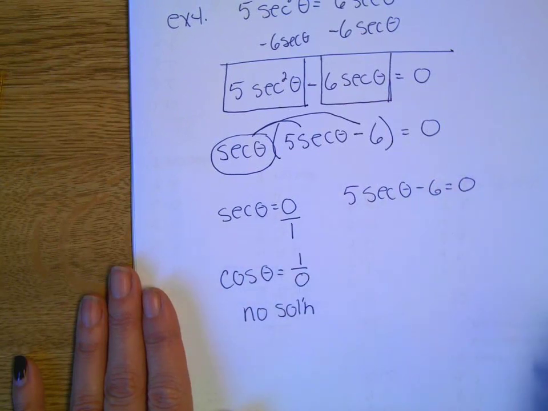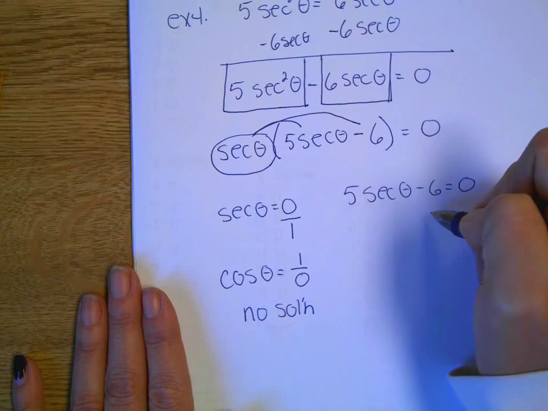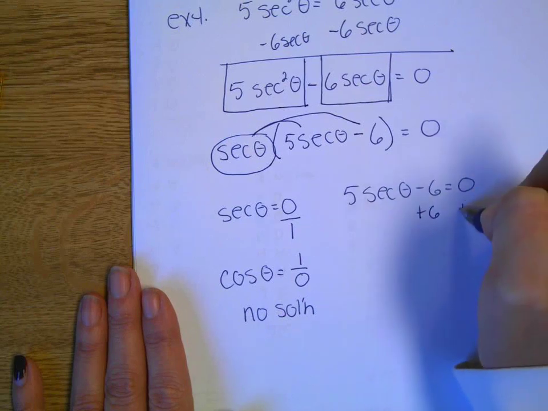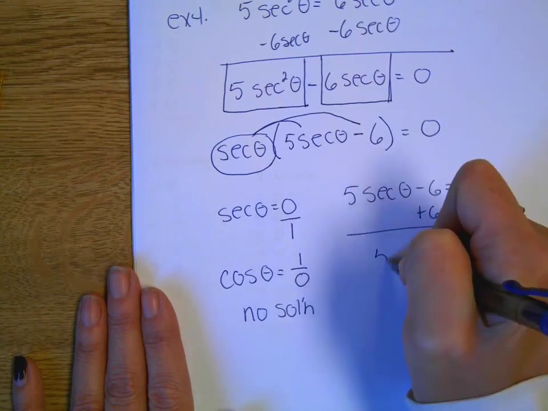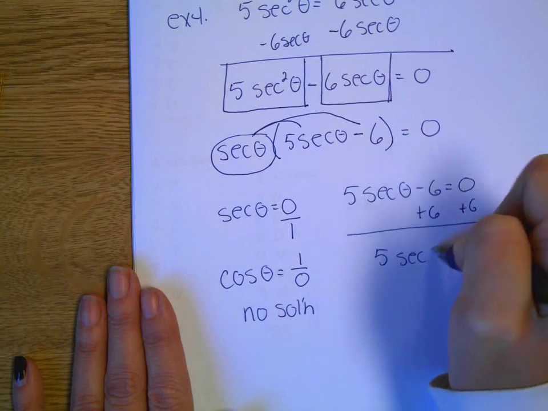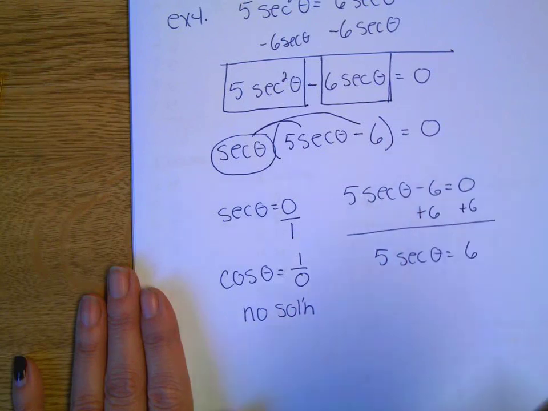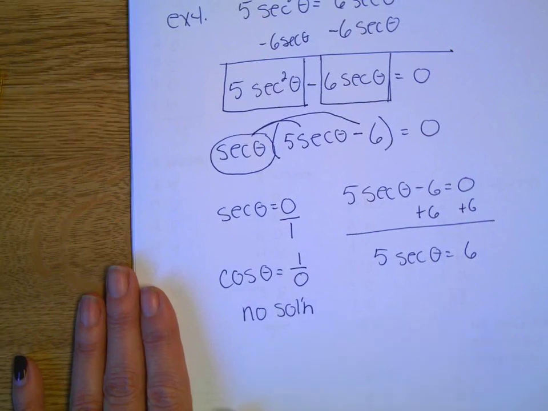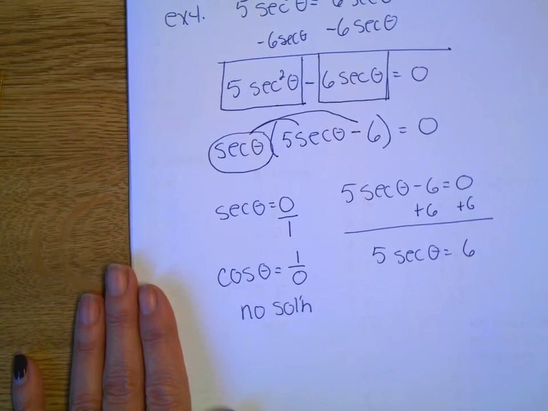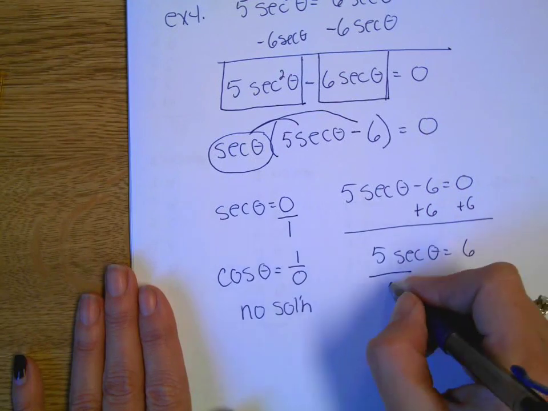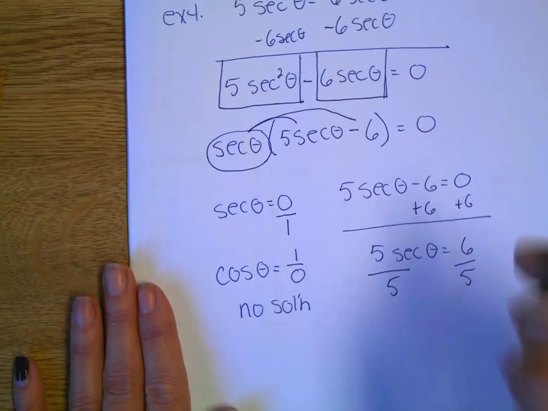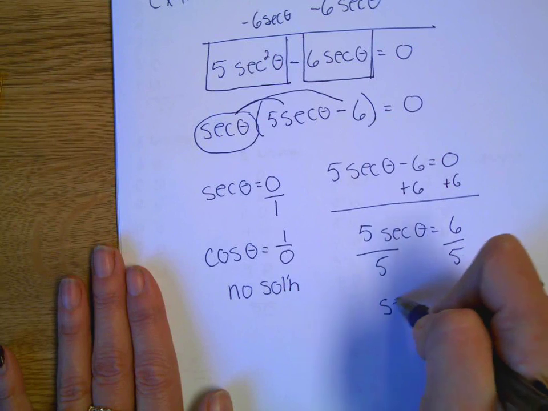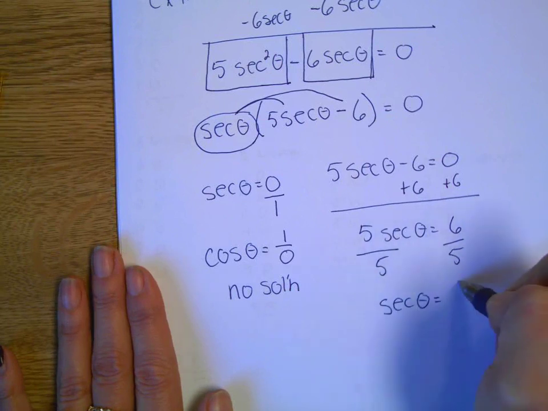Over here, we might get a solution. So we will add 6. What do you do if it's allowed to be undefined? Then you've got to look for it on your sheet. Divide by 5. I still don't get how it is allowed to be undefined. Like tangent.